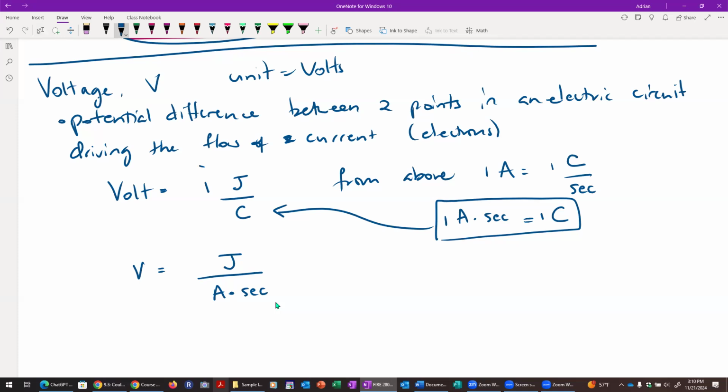But typically, this first relationship here is the one that we'll see. A volt is a joule of energy per coulomb of charge. Remember, a joule is a unit of energy. Just write that to the side here. So J here is joules.